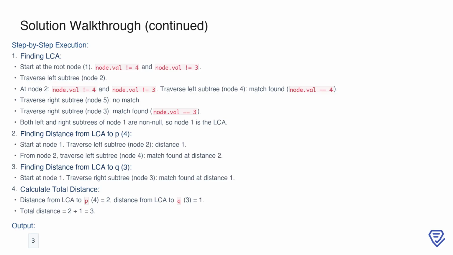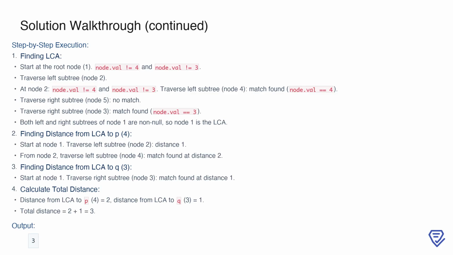yield a match. Returning to the root node, we then traverse the right subtree and find node 3, which matches the second target node. Since both the left and right subtrees of the root node contain one of the target nodes, the root node, 1, is identified as the LCA.